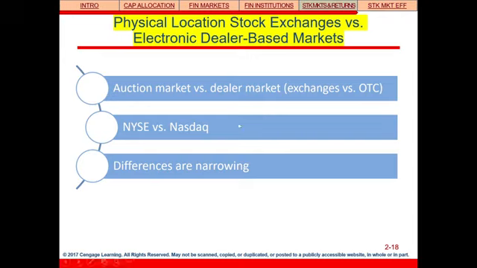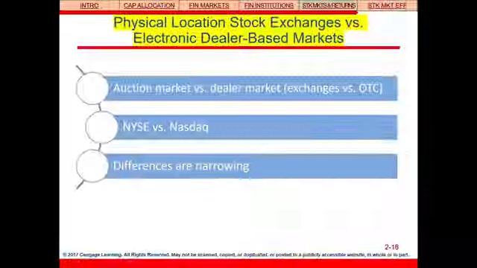And that's also the difference for these two: the auction market versus dealers market, exchange versus OTC, New York Stock Exchange versus NASDAQ. These distinctions, these three, are actually one-to-one.